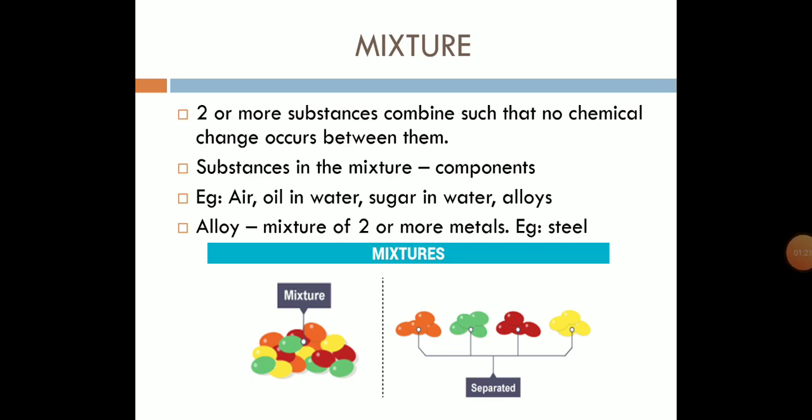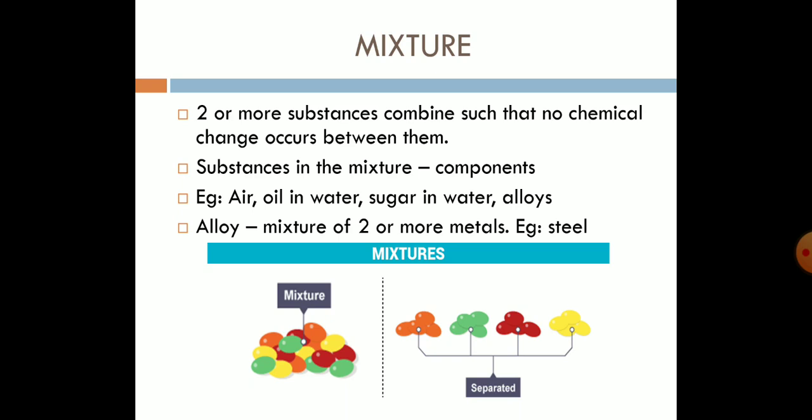So, a mixture means two or more substances which combine such that no chemical change occurs between them. The substances in the mixture are called components. Examples: air, sugar in water, alloys. And what is an alloy? It is a mixture of two or more metals.